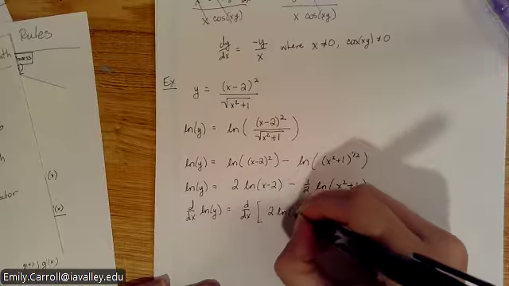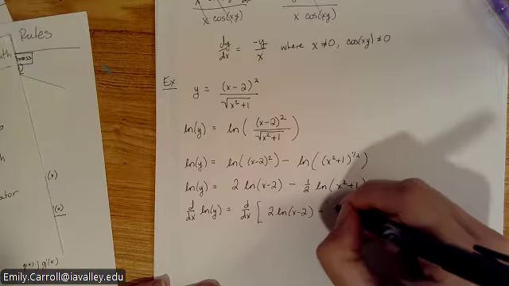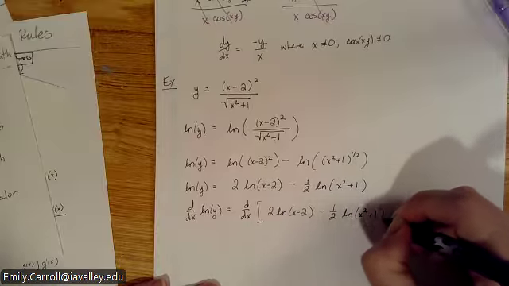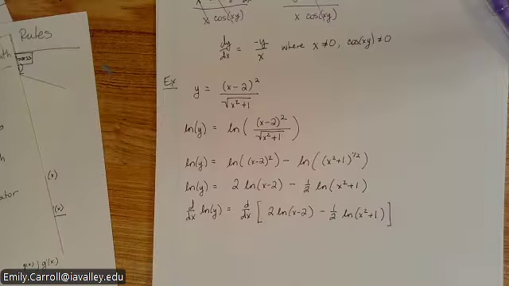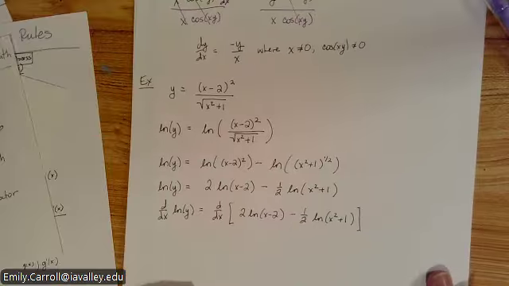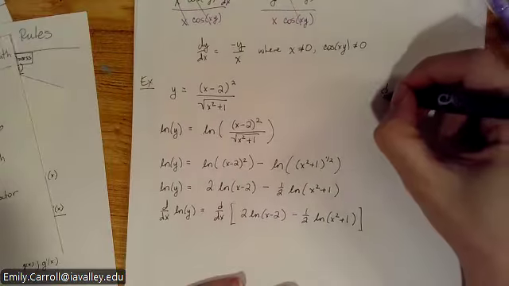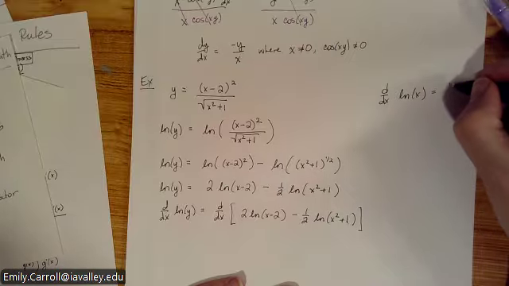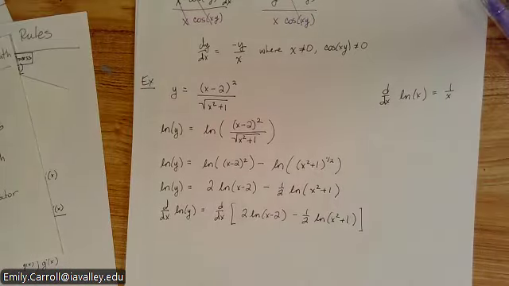The derivative of all of this nonsense. Okay, so derivatives of logarithms. The derivative of ln of x is 1 over x. That's the basic version of it.